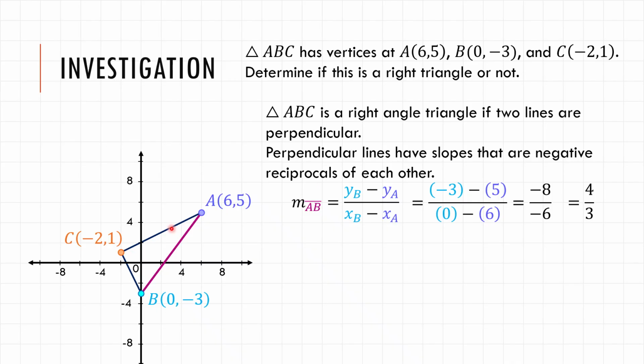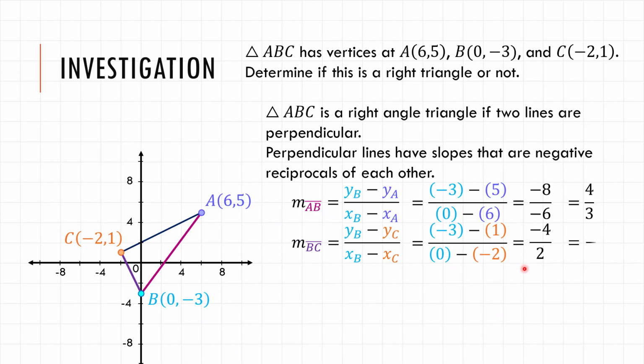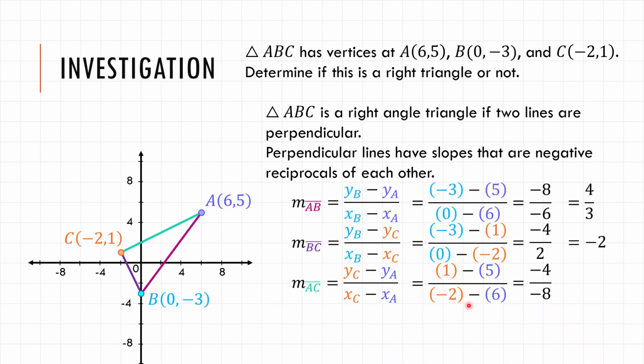All right, well, the slope from B to C, that's this purple line over here, again, I just use the slope formula, I plug in the y values and the x values, and I get -2. And so that line has a slope of -2. The line from A to C, so that line right there in teal, again, the same slope formula tells me that that slope is 1/2. The rise is 1, the run is 2. And in fact, if I notice, these two actually are the negative reciprocals of each other.